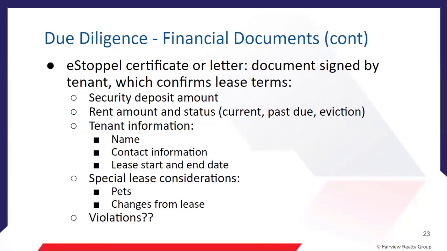And then this is the document that is critical. I mean, there's no if, and, or but about this one. You have to get this when you are buying rental properties, and you've heard Heidi mention it a couple of times. It's called the estoppel certificate, or the estoppel letter. I had no idea what this was. I kind of heard it before, but I wasn't quite sure what it was.